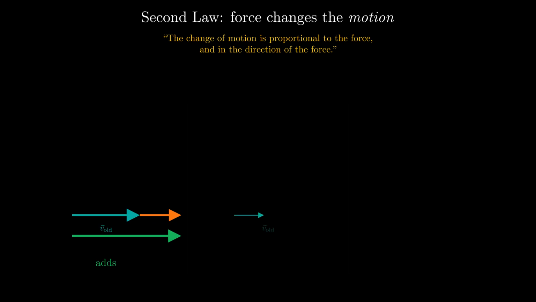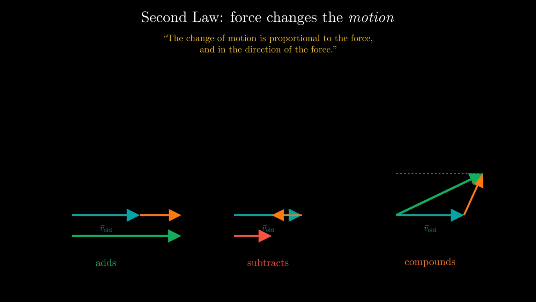If the body was already moving, the new motion adds on when they agree, subtracts when they oppose, and combines when they act at an angle. The two combine into a single compounded motion, exactly like adding vectors.